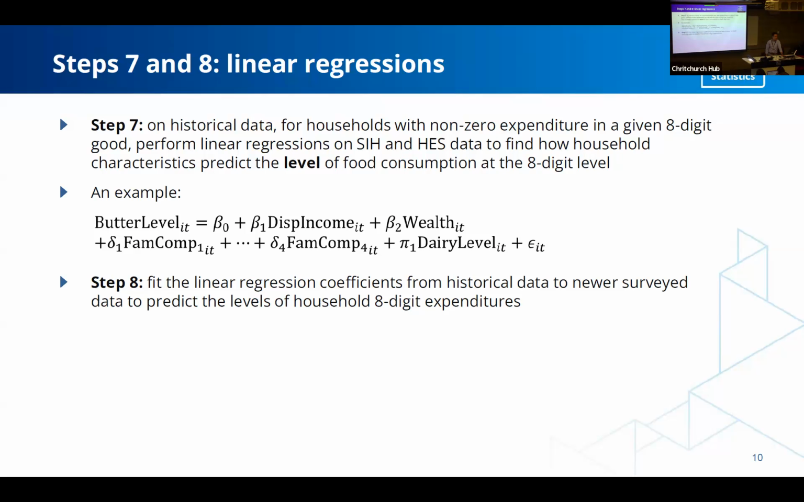So the example given there is for the same good of butter, except this time the dependent variable is the level of butter consumption as opposed to the probability. And then the step after that is, once again, like before, we fit those linear regression coefficients from the historical data to the newer survey data to predict their levels of 8-digit expenditure.